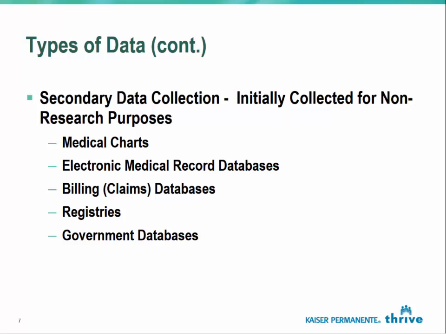Another is registries. There's things like cancer registries, reportable disease registries such as infectious diseases. And finally, there's government databases. So the government collects a lot of information. They do their own surveying. And with this information, they will allow you to use that information to do your research studies.